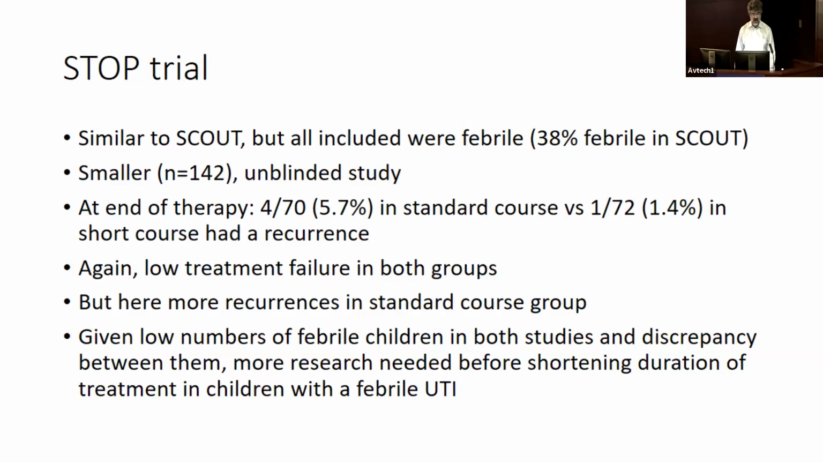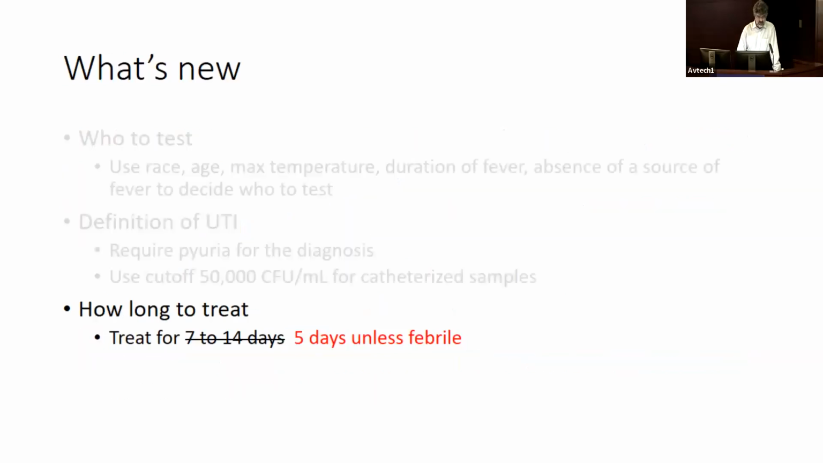So again, you can see the numbers are low. Both groups did pretty good, which is similar to SCOUT, but the results were flipped from SCOUT. The short course did better in this study, and the standard course did better in SCOUT. So that's a little bit odd. So my conclusion is that we didn't have enough febrile children in either study to make a definitive statement. You really need 500, 600 children to be able to see what's going on. So given that the numbers of febrile children we had were low and the two studies are showing opposite results, I think we should probably treat children with pyelo with 10 days, and children who don't have pyelo can probably get 5 days. So the conclusion of this part was treat for 5 days unless they're febrile at presentation.